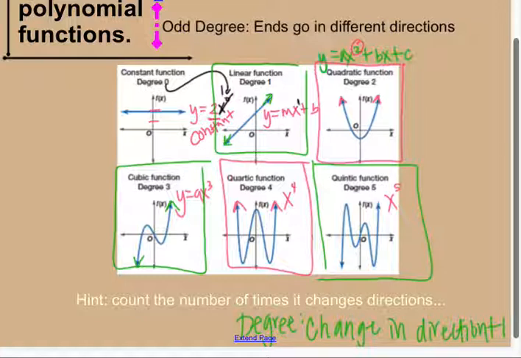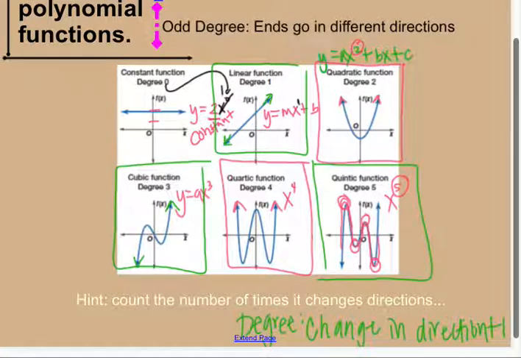So for instance, if I look at my quintic function, we're going up, and then we turn and go down. So this is a change in direction here. Then I'm going down, now I'm going up. So here's a change in direction. Change in direction. Change in direction. There's 4 changes of direction, but if I add 1, I will get a 5th degree.